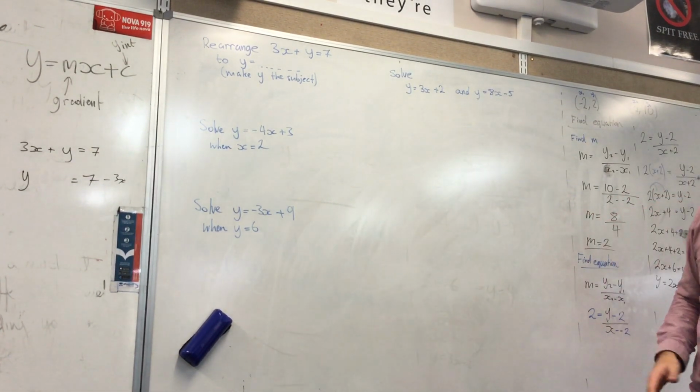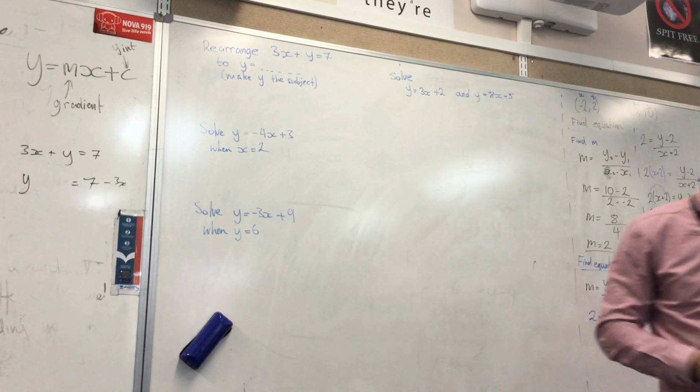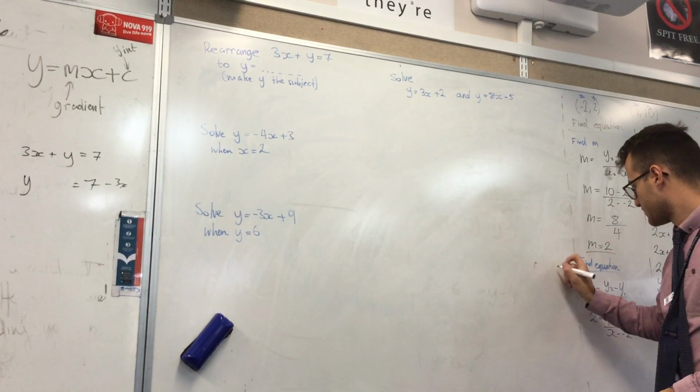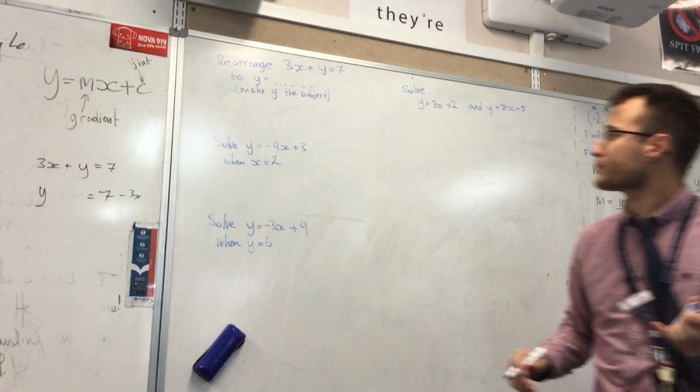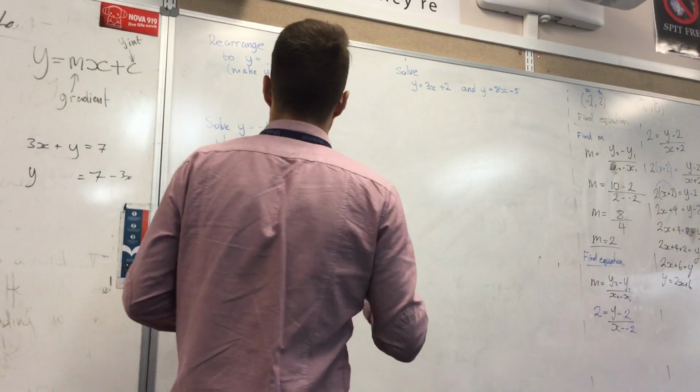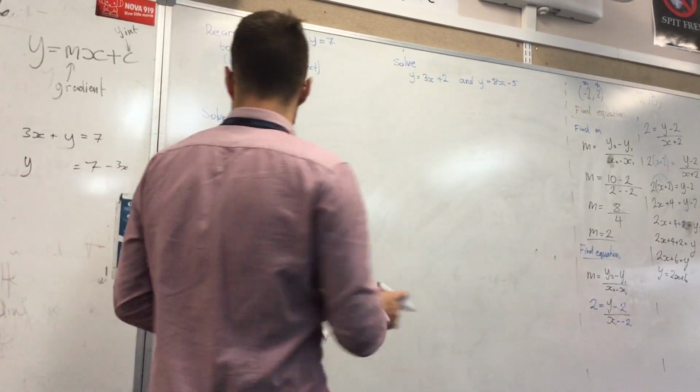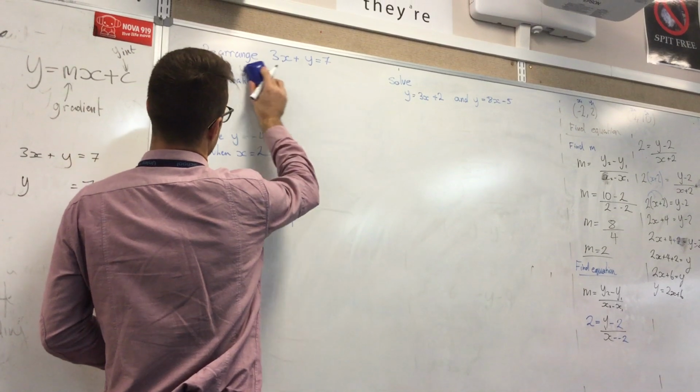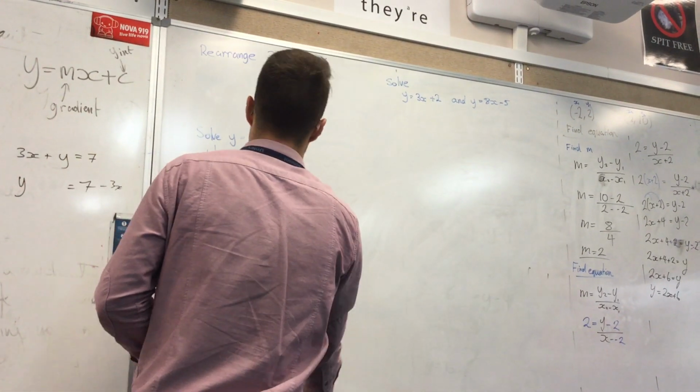Cool. Which ones are my good ones? Let's try this one out. All right, so we've got 3x plus Y equals 7.